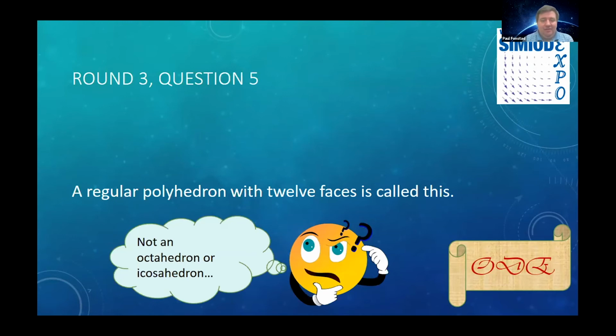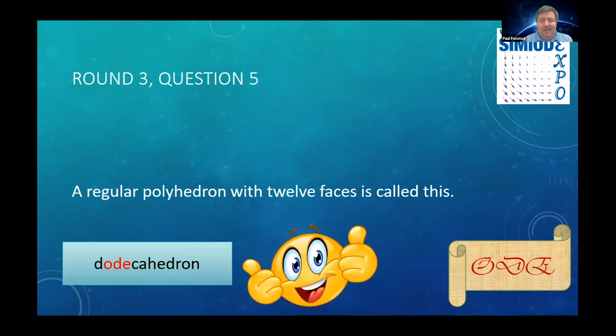I think Malia was the first one to get this one again. It is a dodecahedron. So, well done. So that does it for round 3. Means there is 1 more round to go.